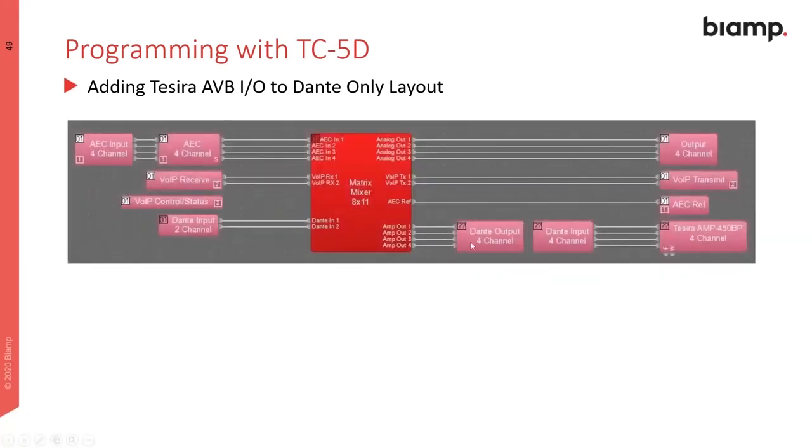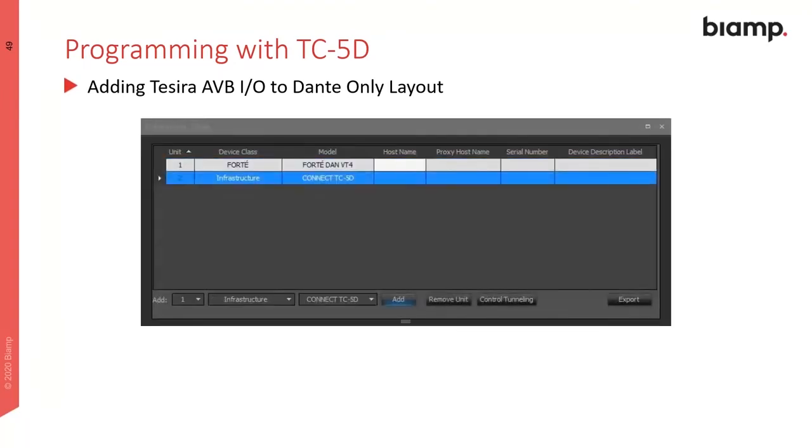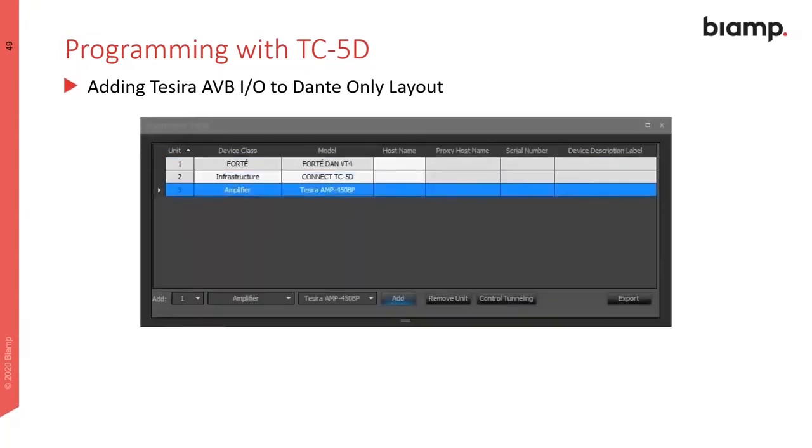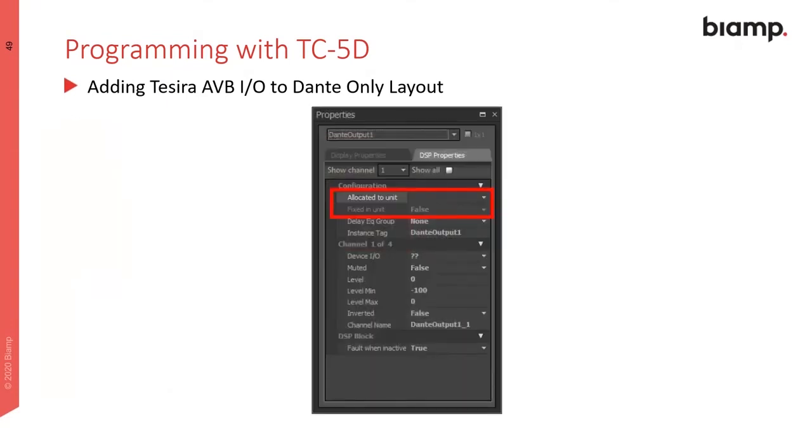If I want to connect an AVB amplifier, let's say that we have a nice room with a VT4, but it does not have an amplifier, I will add an amplifier, and also I need a Dante input. So you just add in the equipment layout and infrastructure, add a unit, which is the TC5D, and add the amplifier and assign them into the unit, so you can make them fix in the unit. So you will allocate each and every block to fix in the unit.